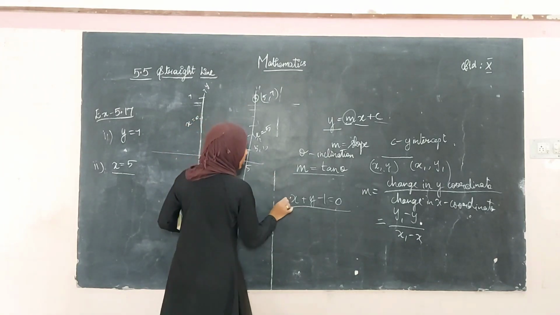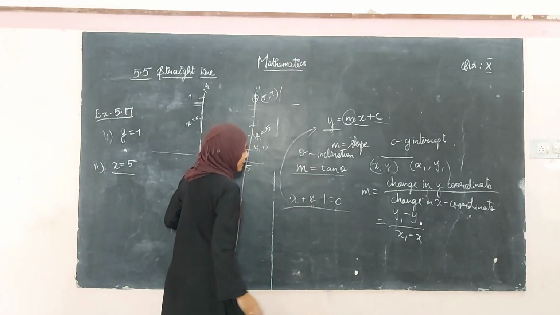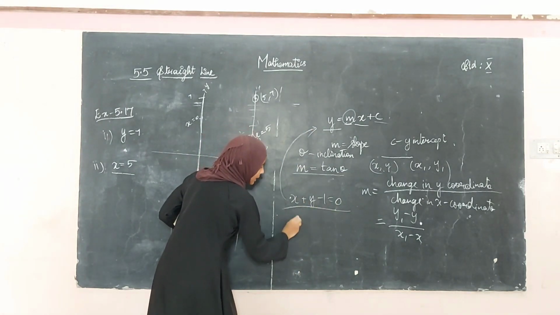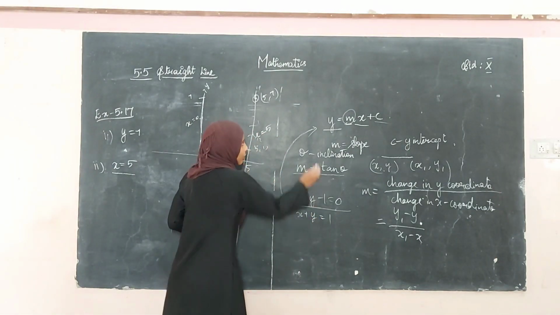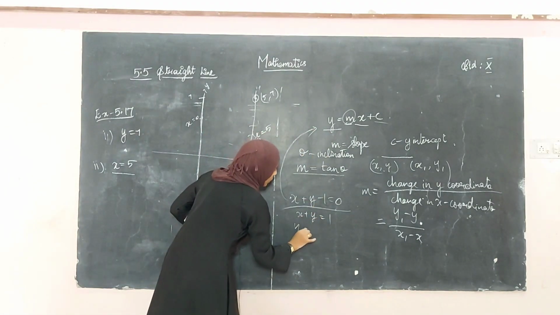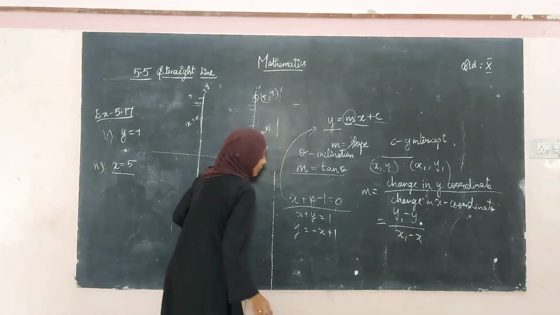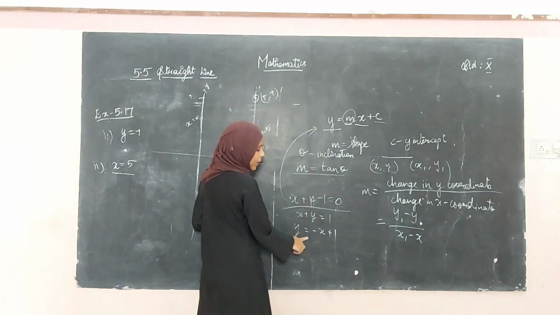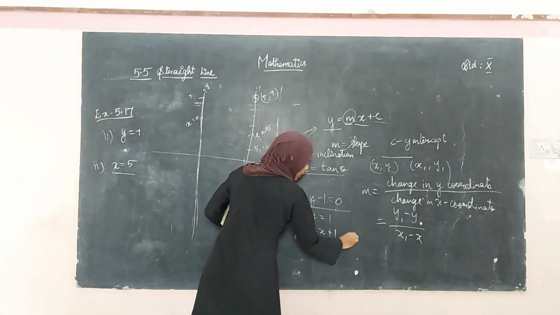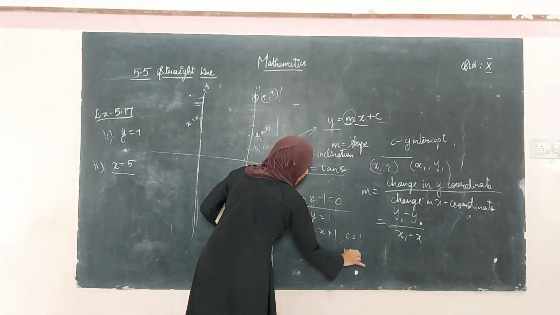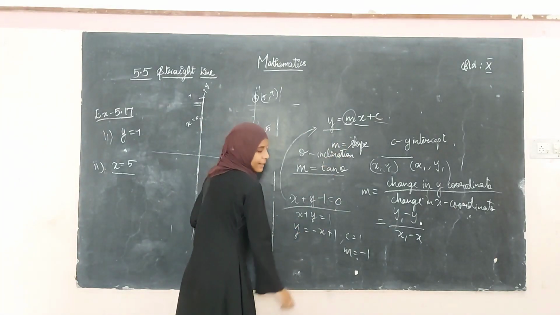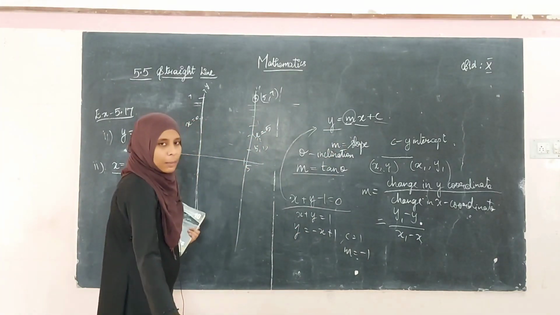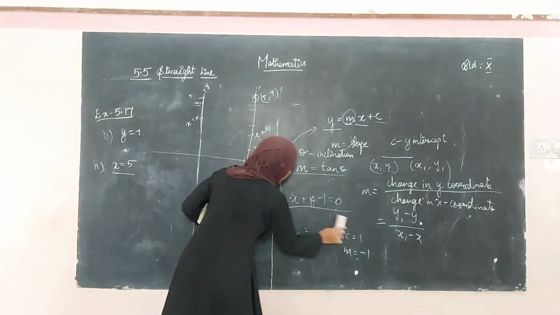Either method, you can split it like this. Take 1 to that side, x plus y equal to 1. Okay, so on the left hand side only y should be there. y equal to minus x plus 1. So see here, this is in the format of y equal to mx plus c. So the value of c is 1, and m is the coefficient of x, minus 1 into x. Here it is m into x, so the value of m is minus 1. So in this method you can find the value of m.